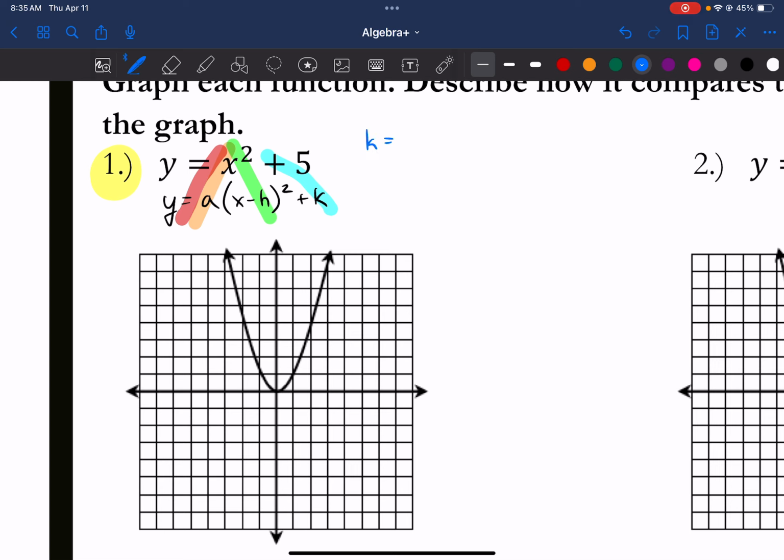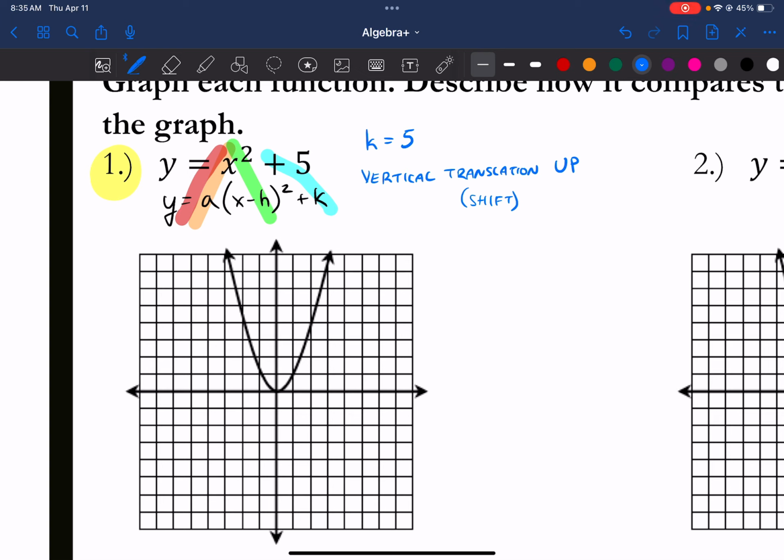Since k equals 5, if you look at your notes, k affects the vertical translation. And since it's a positive 5, we know that it did a vertical translation up, or a vertical shift up. You could say by 5. I'm not really worried about that piece.